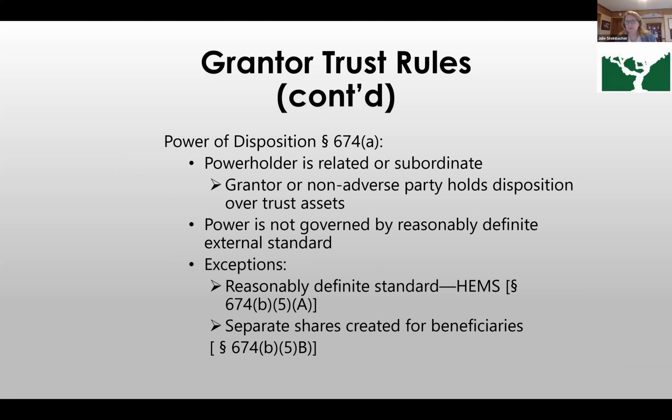674 is the power of disposition. So who it goes to and how it goes. So in 674, the power holder is related to or subordinate to. So this we have to think about a lot. What if I make a trust, I make my child who's subordinate to me have the power to change who can get it? It's still in my estate. It's still a grantor trust. The law would look at that and say you haven't given up control because that person is subordinate to you.